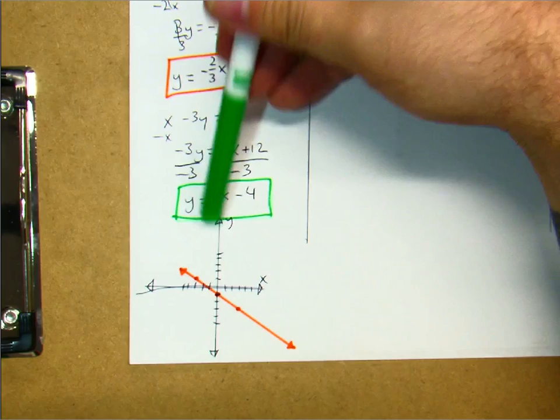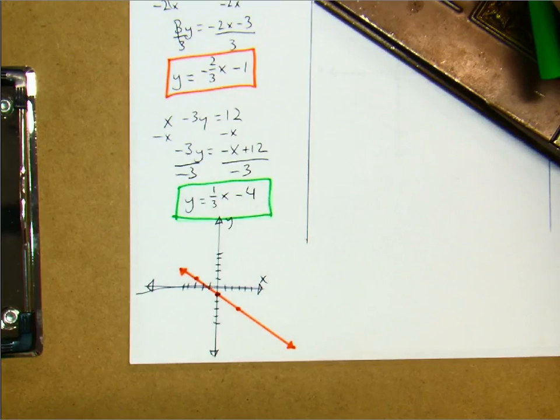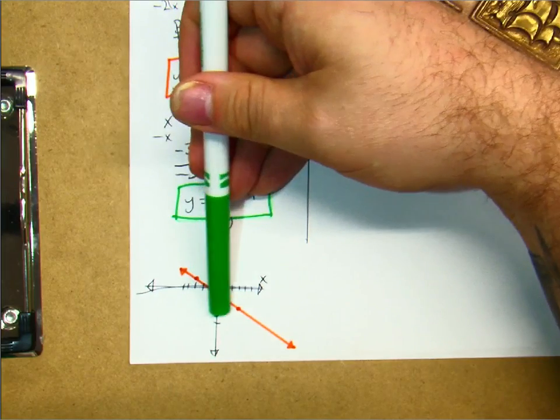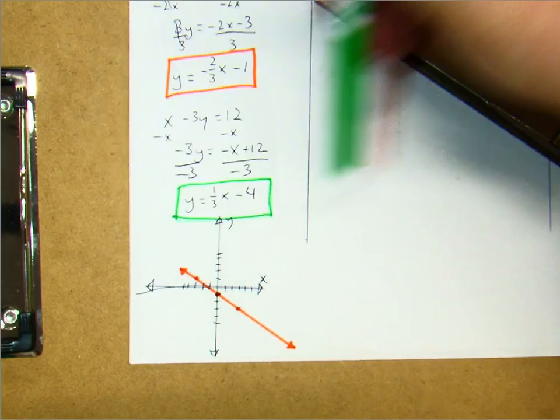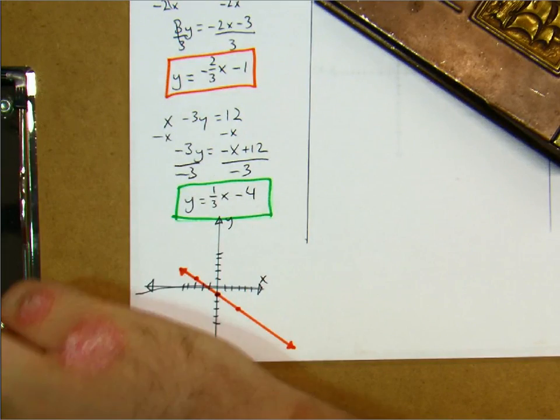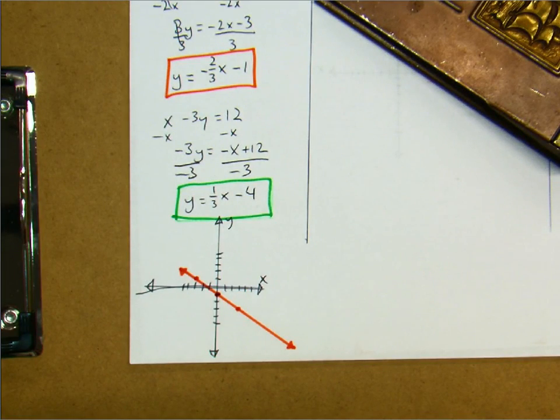-1. Down 2 over 3, or up 2 back 3. Okay. You guys ready for green line? Thumbs up if you're ready for green line.